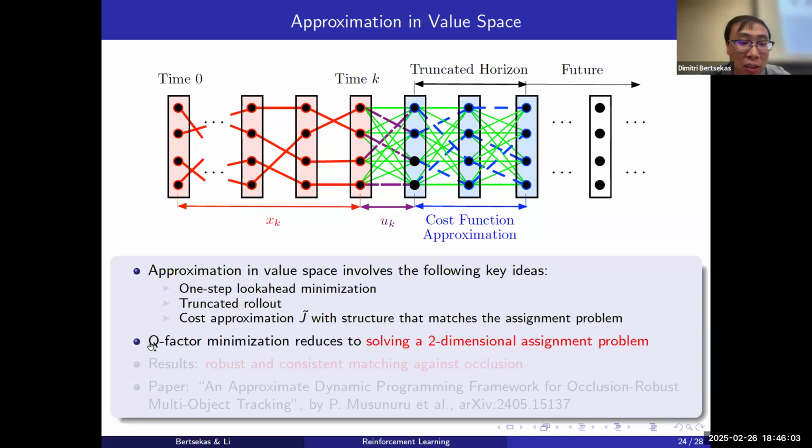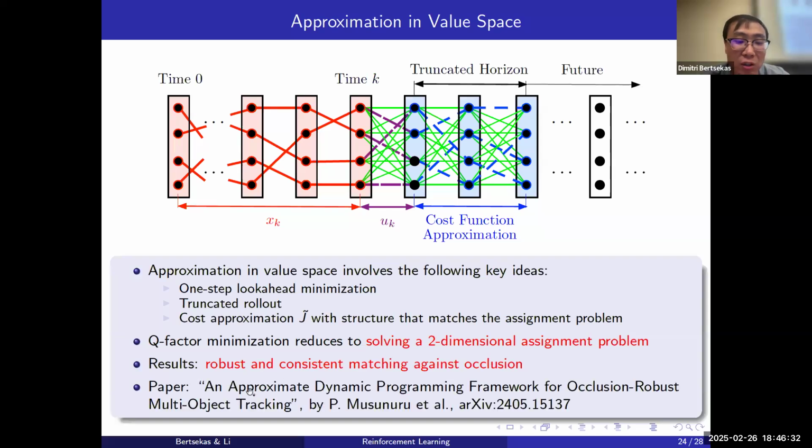Now at this point, for the Q-factor minimization, given that we have fixed the matching of the future, the minimization over UK essentially involves solving a bipartite matching problem, a two-dimensional assignment problem. And within our context, we get a result that is robust and consistent matching against occlusion. Further details can be seen in this paper.